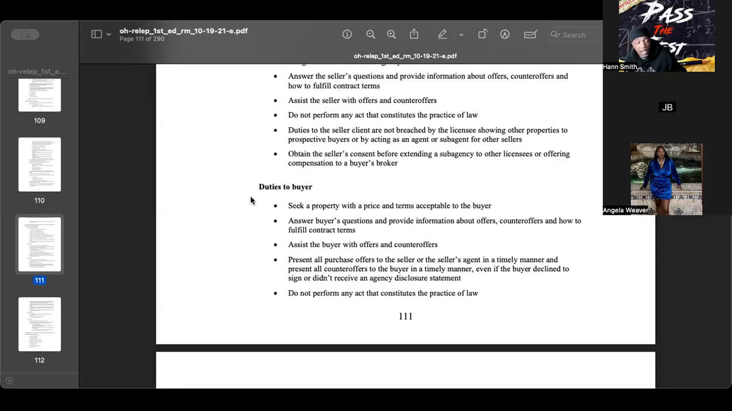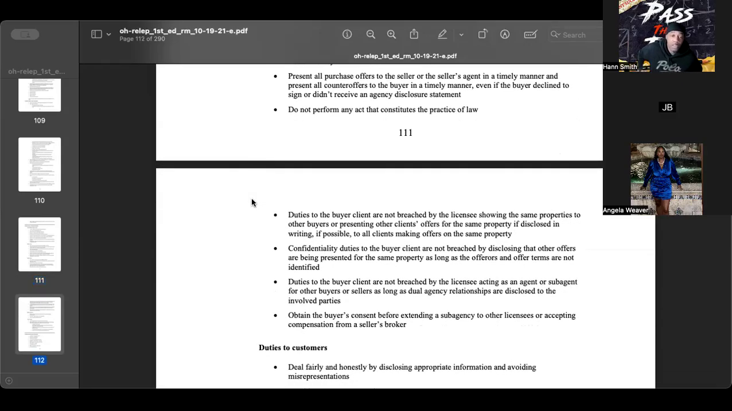All right. Again, do not perform any acts that constitute the practice of law. Duties to the buyer client are not breached by the licensee showing the same properties to other buyers or presenting other clients' offers on the same property if disclosed in writing, if possible, to all clients making offers on the same property.